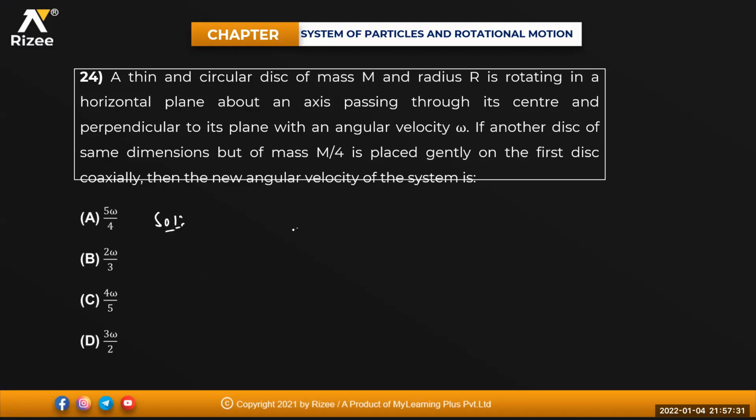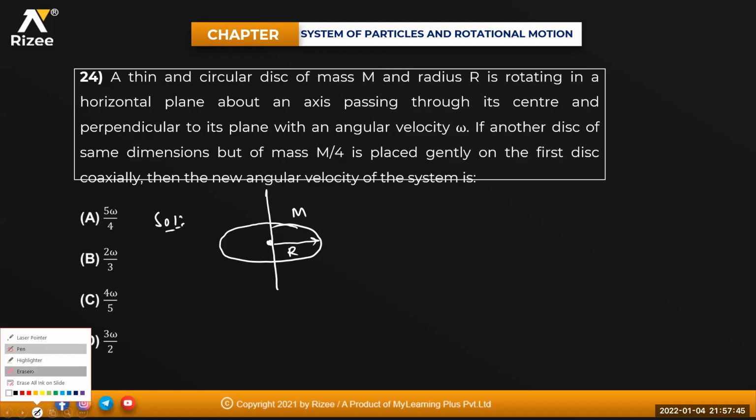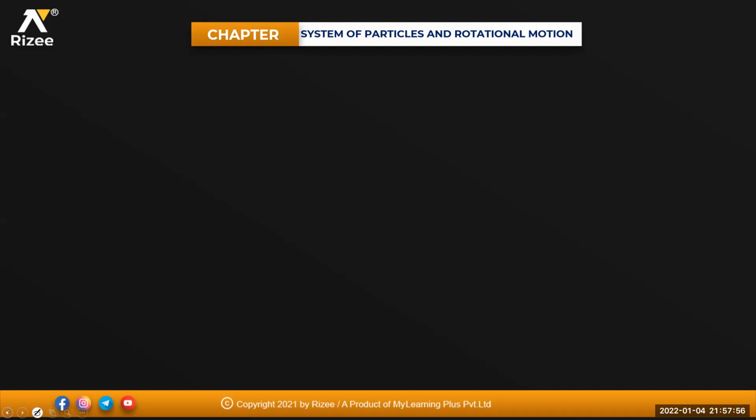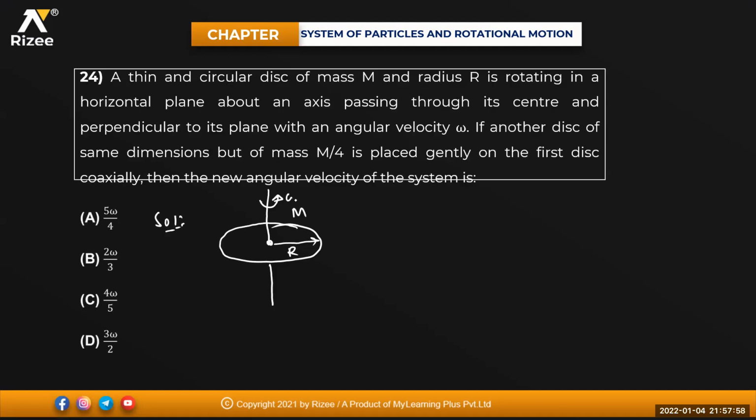Same. So thin circular disk. This is a thin circular disk. This is your axis. This is your radius capital R, mass is capital M. Horizontal plane about an axis passing through its center and perpendicular to its plane. That means passing through the center and perpendicular to the plane, with an angular velocity of omega.